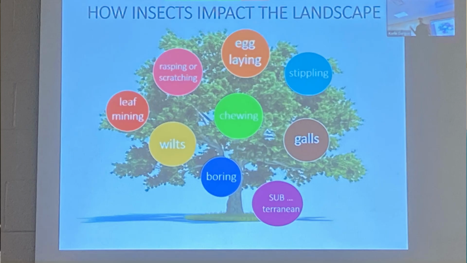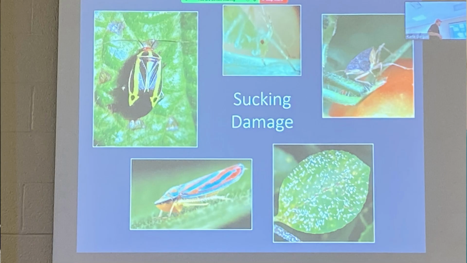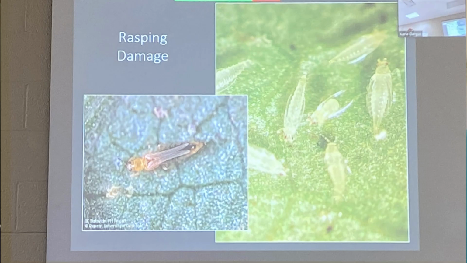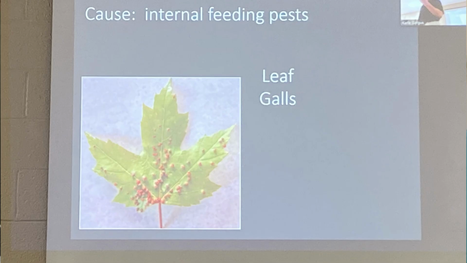Egg laying, stippling, galls, chewing, rasping or scratching, leaf mining, wilts, boring, subterranean, underground. Chewing damage, we've probably all seen this. Sucking damage, rasping damage, internal feeding damage, you can see around here, the little tunnel. Internal feeding, leaf galls.